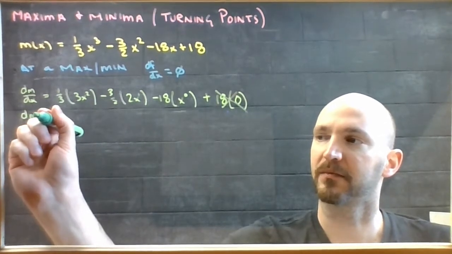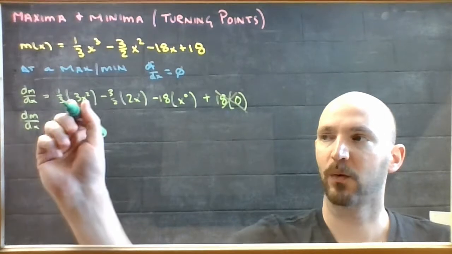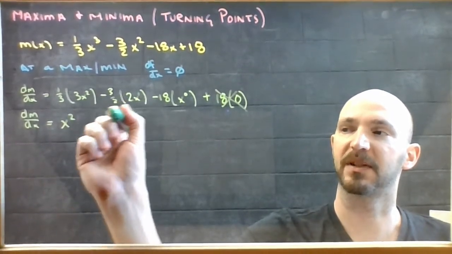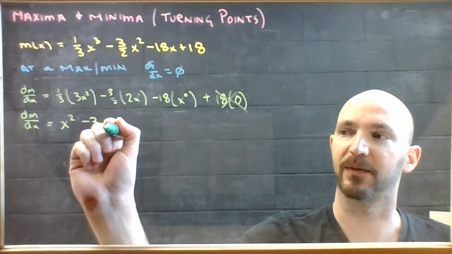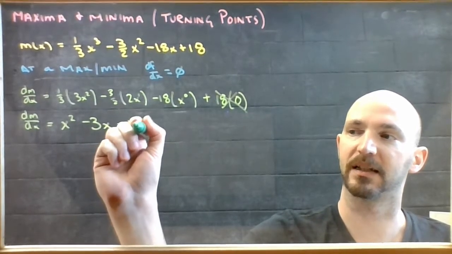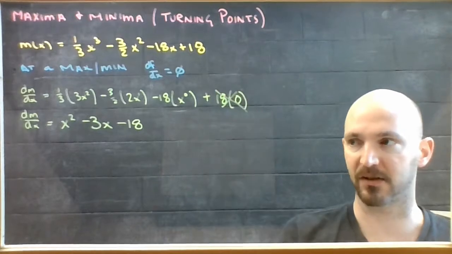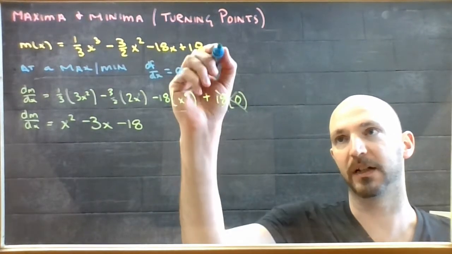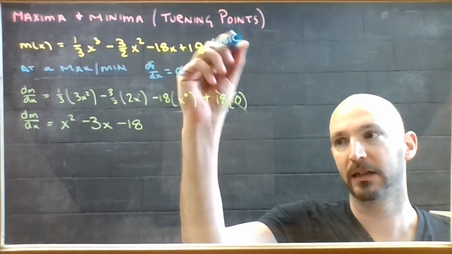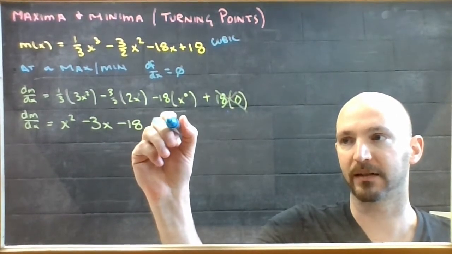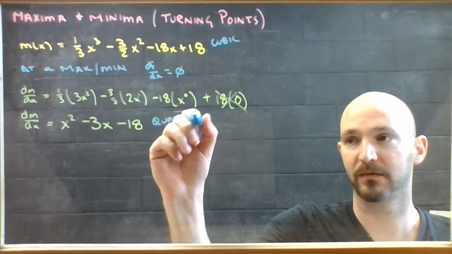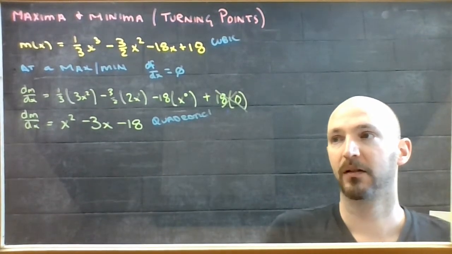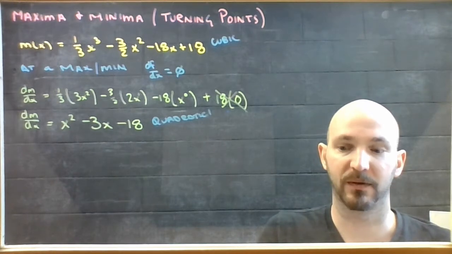Cleaning this up, 1/3 of 3 is just 1. 2 times 3/2 is just 3, so that's -3. And I've got a -18 here. And that piece is gone. So do you notice that my cubic here has a quadratic derivative? So that's sort of telling.